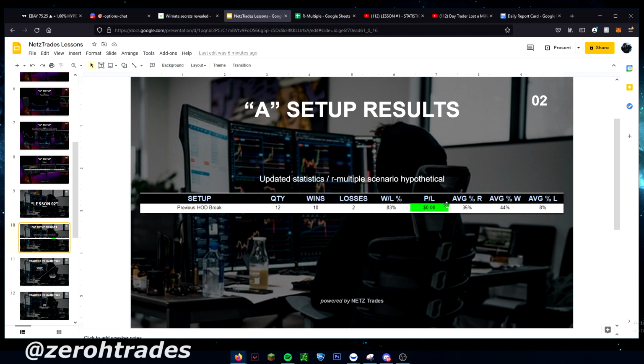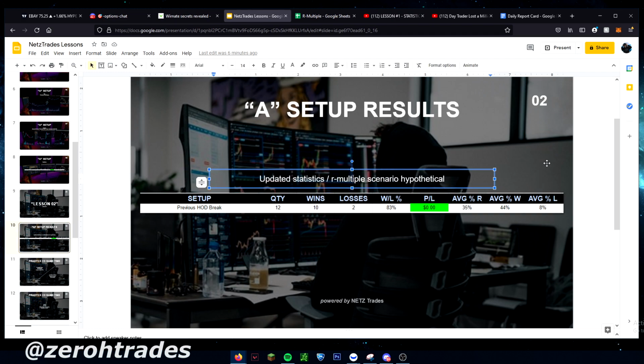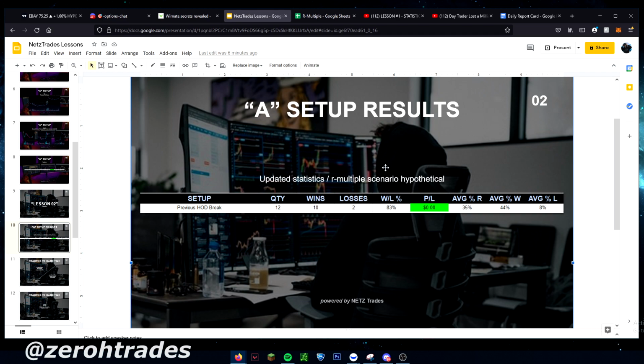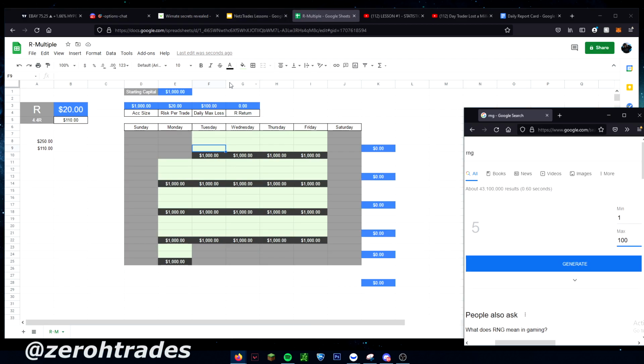So yeah, I also wanted to show you guys a hypothetical scenario using these stats. So I'm actually going to pull up a random number generator, and we're going to go to our R multiple spreadsheet. All right, so the way this is going to work is, our starting capital is going to be $1,000. Our R is going to be $20, which is 2% of the account, and the number right here is basically our position sizing. So every trade we're going to go into whatever this number right here is.